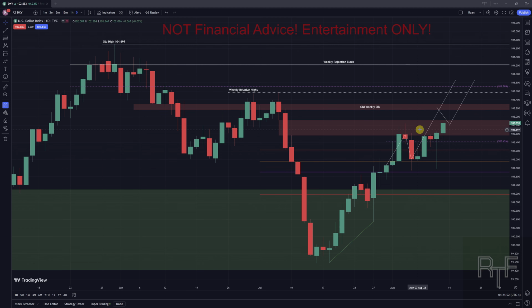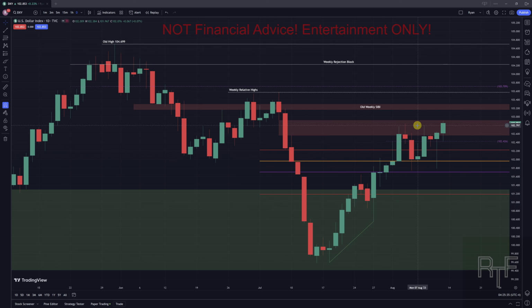So I did mention August could be somewhat of a consolidation. That's what we saw last week. Didn't have too much movement, just jumped between these two PD arrays. I had this crude drawing of what I thought price could do, and so far it's performed just the leg here where it came back down to retest the weekly SIBI and then is going up. I'm going to go ahead and get rid of this.